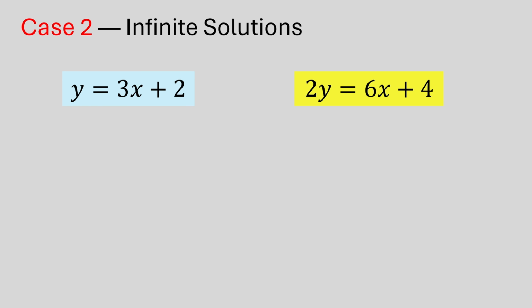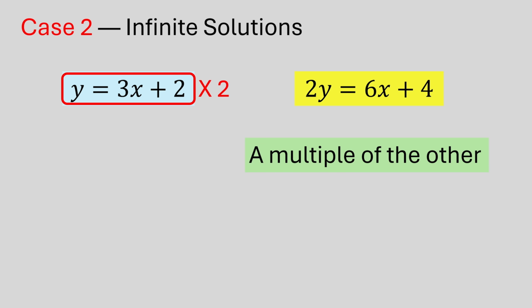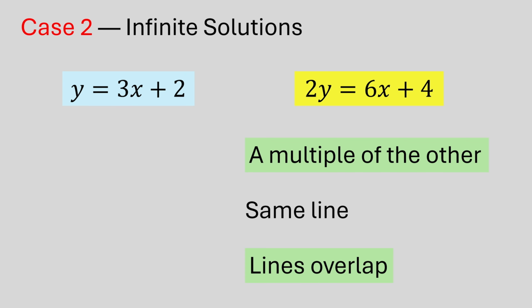Here the type of solution is infinite solutions. If you multiply equation 1 by 2, you get equation 2. That means one equation is a multiple of the other. So they represent the same line. Since both equations describe the same line, the lines overlap.